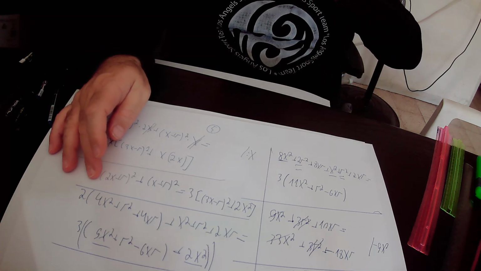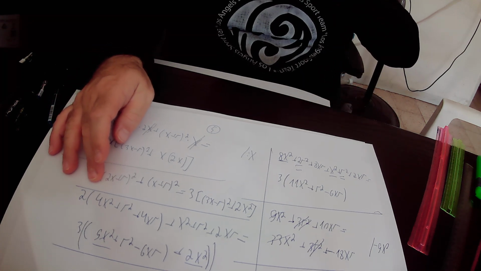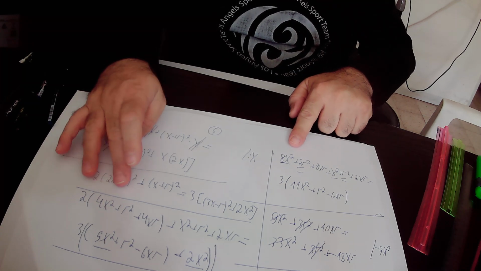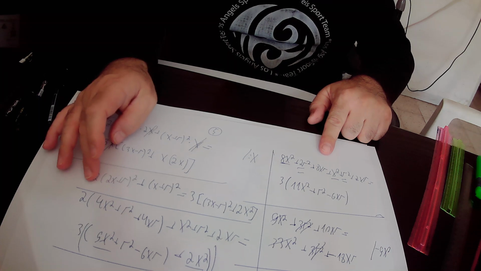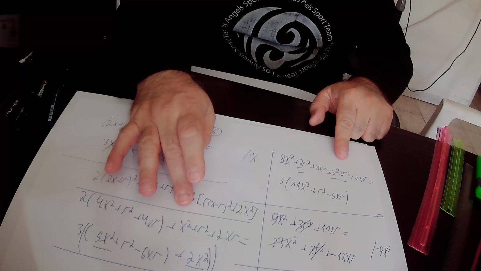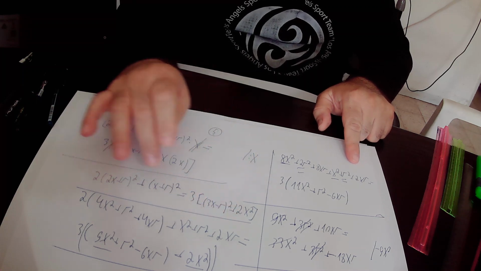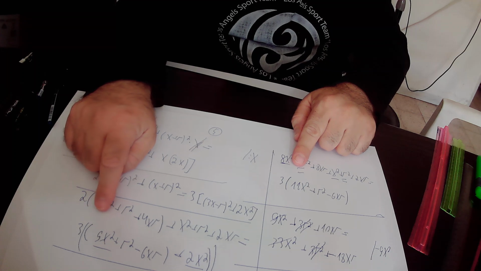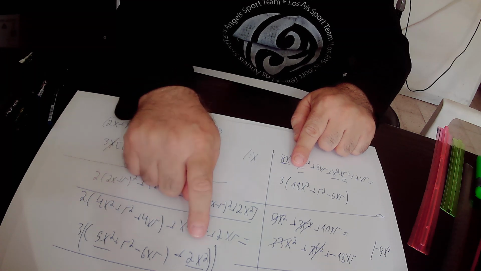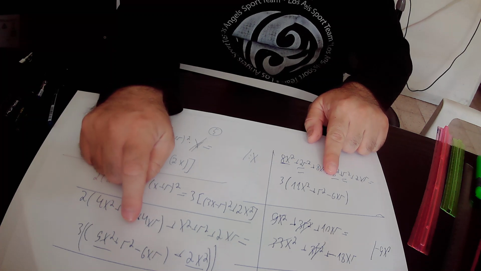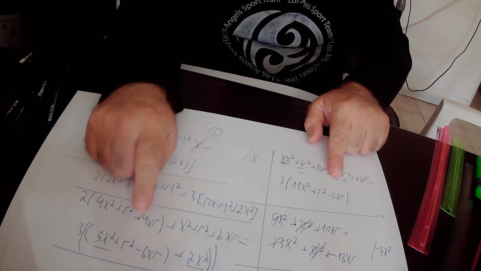we open the bracket. Here 2 times 4x² is 8x², 2 times r² is 2r², and 2 times 4xr is 8xr, and we have also here x² plus r² plus 2xr, and it is equal to, here we have 3, inside the brackets we have 9x² plus 2x² is 11x², plus r² minus 6xr.